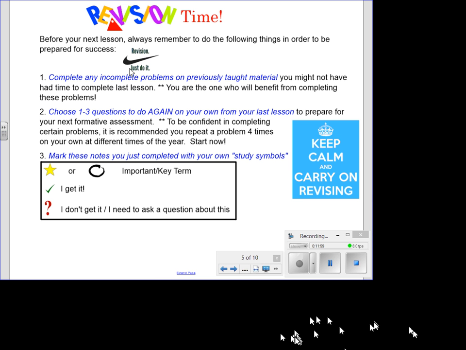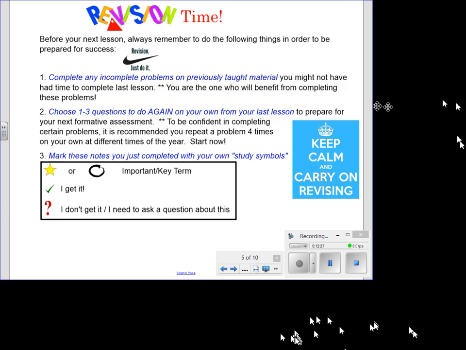Revision is key, okay? Always remember that before you guys come to class, look at these 3 items here. Complete any problems that we didn't already finish in class, okay? See if you need to go back and try any others. Maybe choose a couple questions to do again, all right? There's a lot of recommendation and research out there that says the more you do even the same question, it kind of goes in your brain one more time, and then you're more confident with it.